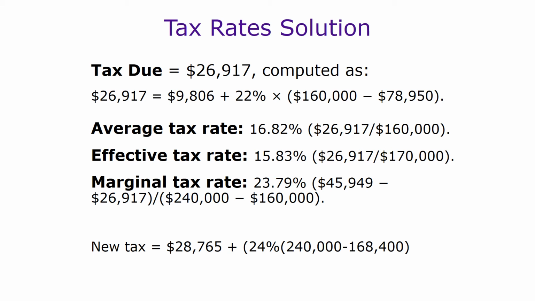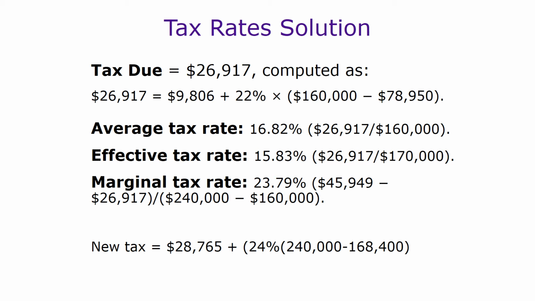What's their effective tax rate? What's the tax rate they pay on all of their income, whether it's taxed or not? Well, take your tax and divide it by all income. Remember, they had 10,000 of non-taxable income, so add that in. So for every dollar of income they have, they pay 15.83 cents for tax.